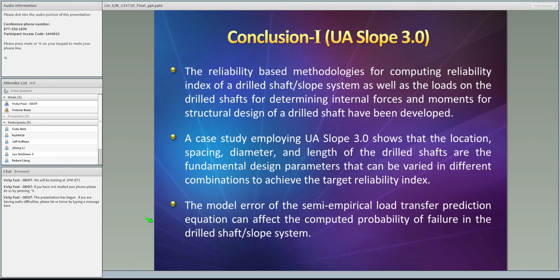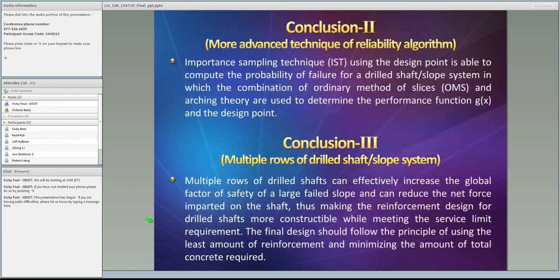Conclusion 3 is multiple rows. Multiple rows can increase the global factor of safety for a large failure slope and can reduce the net force. So basically, why are we using multiple rows? We want to increase the factor of safety. We also want to decrease the shaft force for each row of drill shaft.